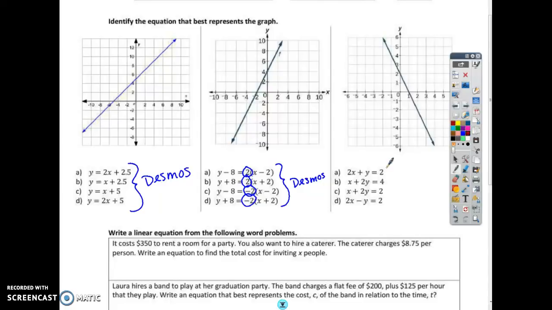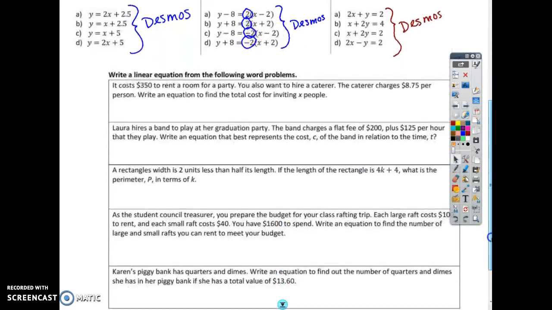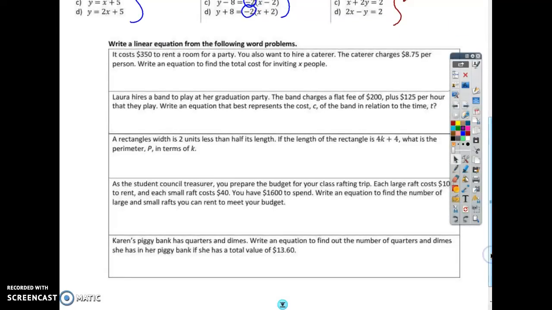The third one, you're going to do the same thing. You're going to put the answer choices in decimals and see which one looks like that one. Any questions? Okay. On the bottom, the word problems. I'm going to do 2 with you, and you're going to do 3 by yourself. So we're going to start off with problem number 1.